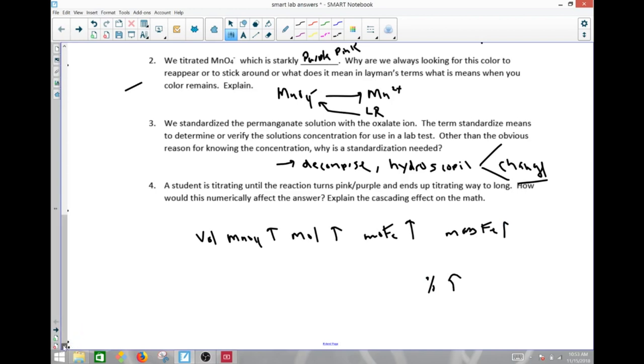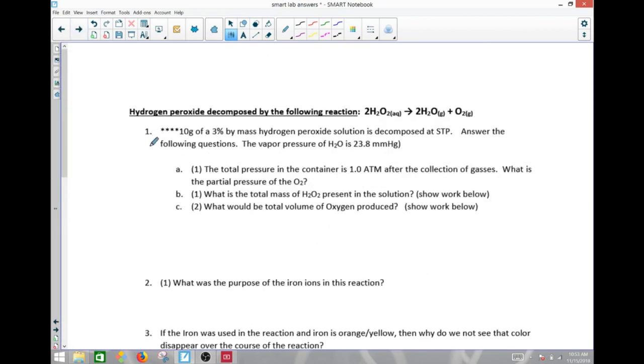Go over there. All right, next page apparently. Hydrogen peroxide is decomposed by this following chemical equation. 10 grams of this 3% hydrogen peroxide is decomposed at STP. Answer the following questions. The vapor pressure of water is 23.8. The total pressure of the container is 1 atmosphere after gas is collected. What is the total partial pressure of this gas?